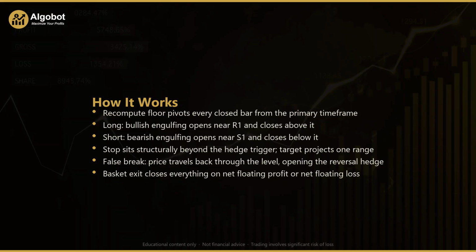Finally, the dominant exit is basket money management. While any exposure is held, the strategy sums the net floating profit across all open legs. The instant that net figure reaches the basket take profit amount, it closes everything and banks the result. If instead the net floating loss reaches the basket stop amount, it flattens everything as a hard ceiling. This protects against the real danger after a hedge locks, which is a strong continuation of the very breakout that just failed. Remember, these are mechanics for study, and losses are a normal part of any strategy.